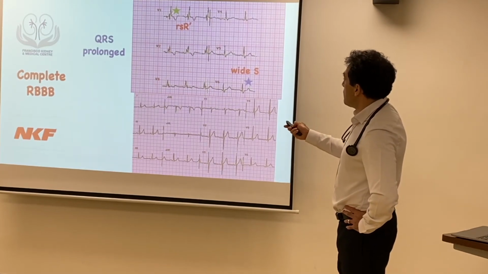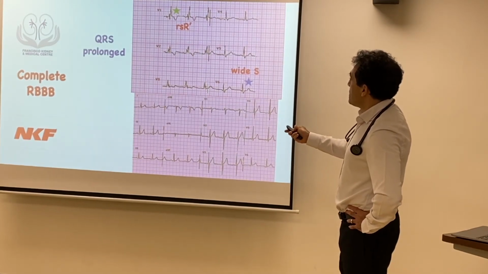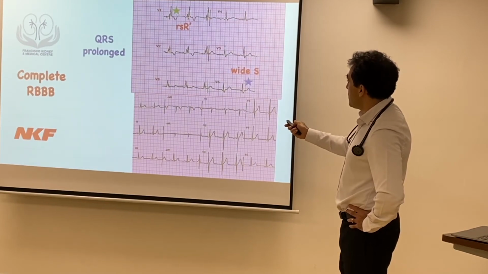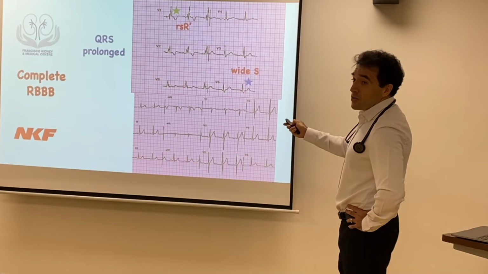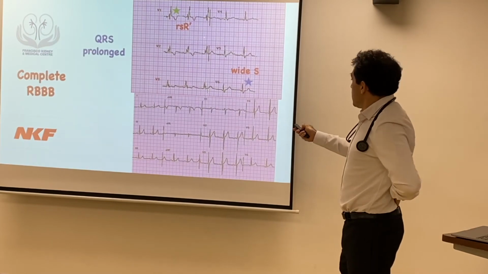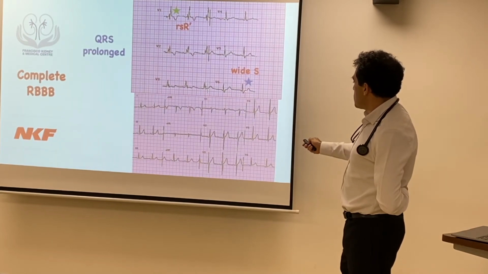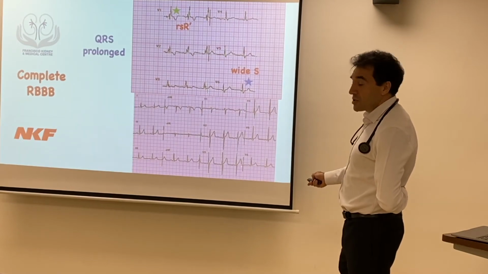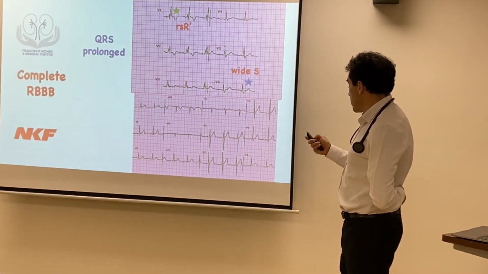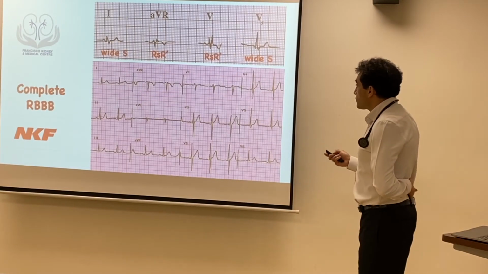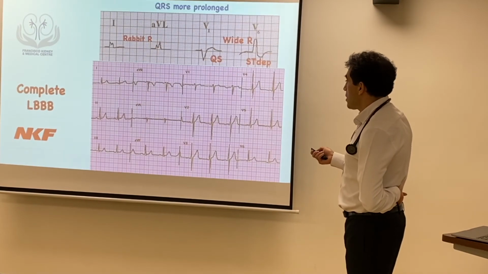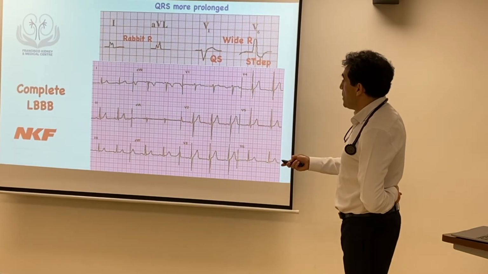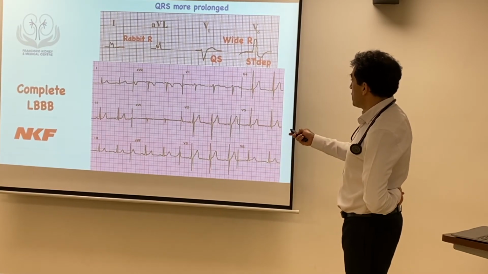You can see in V1, there is the RSR prime pattern. There's an R here, then the S, and then another R. Normally there's only one R, correct? And there is a wide S here, so this one looks quite wide. You see how the S normally looks, yeah? This is a complete left bundle branch block.